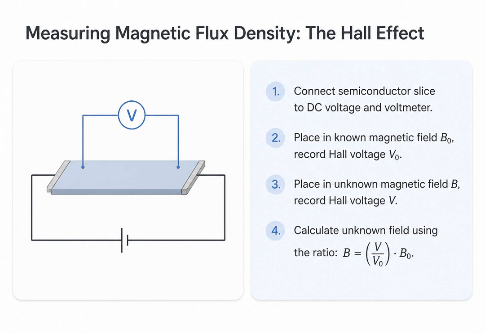Next, we move the semiconductor slice into the unknown test magnetic field, B, and record the new voltage reading, V. Because the Hall voltage is directly proportional to the magnetic flux density, we can easily calculate our unknown field using the simple ratio. B equals V over V0 multiplied by B0.